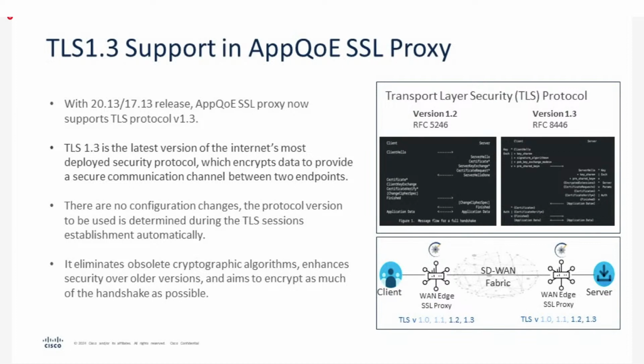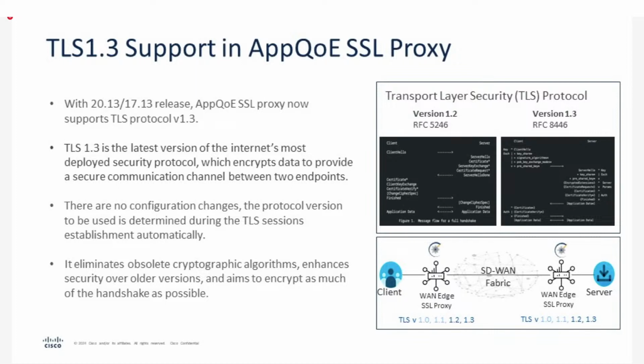Next, we have our TLS 1.3 support with App QoE and SSL proxy. The App QoE in SD-WAN provides a fully secure and transparent SSL traffic optimization capability, right? The job of the SSL proxy is to intercept the traffic, optimize it, and give us support for various CA deployment options, right?